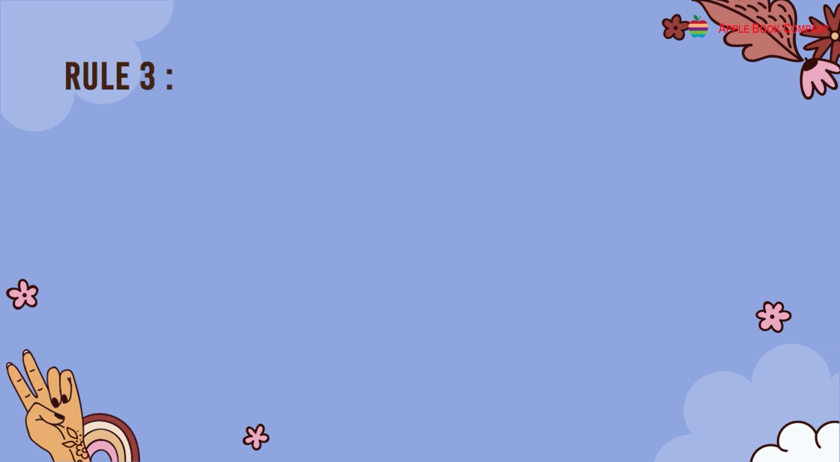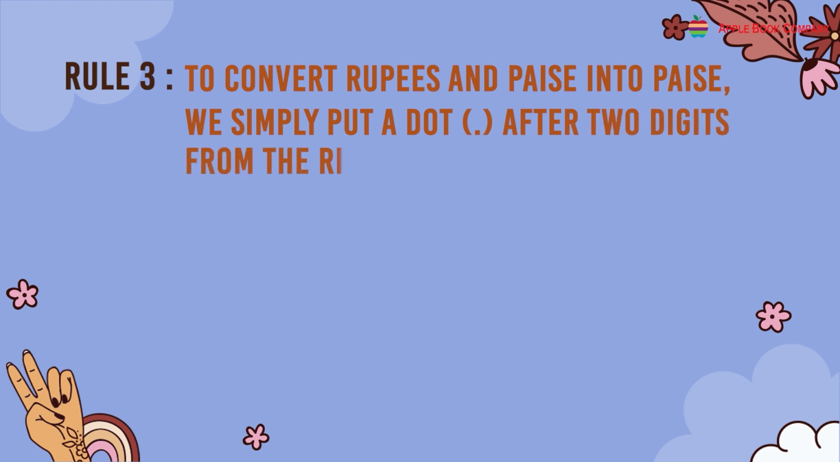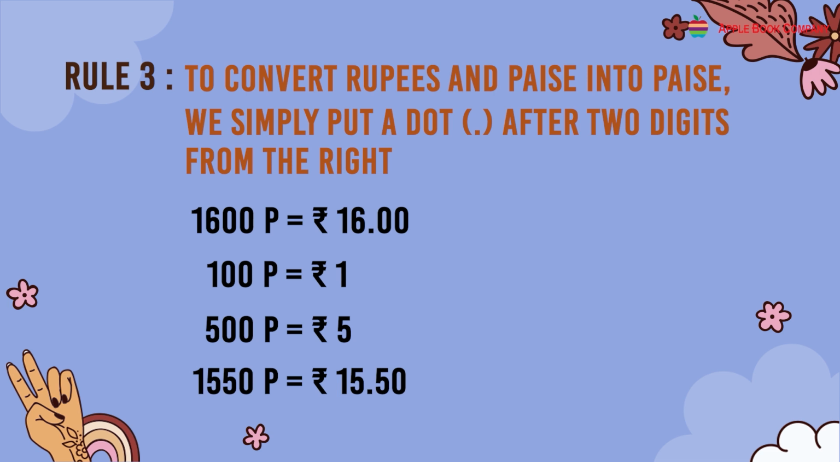Rule 3. To convert paise into rupees and paise, we simply put a dot after two digits from the right. So 1600 paise is equal to 16.00. Some more examples. 100 paise is equal to 1 rupee. 500 paise is equal to 5 rupees. 150 paise is equal to 1.50.